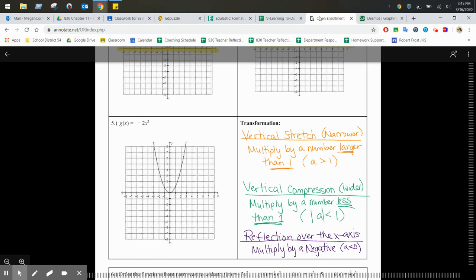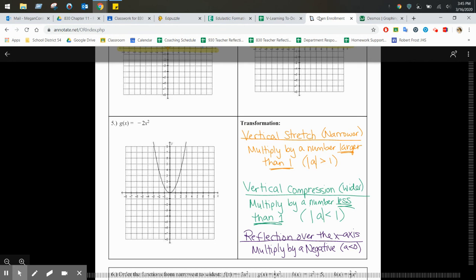Or in other words, the absolute value of that number. Ignore the negative. What's just the number part of it? If that's less than 1, then it's going to be a vertical compression. Same thing with this other one. When I say greater than 1, it's the absolute value of that number. Or in other words, ignore any negatives. What's the number all about? If the number is greater than 1, then it's going to be a vertical stretch.